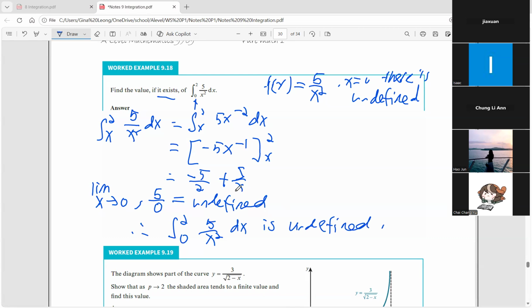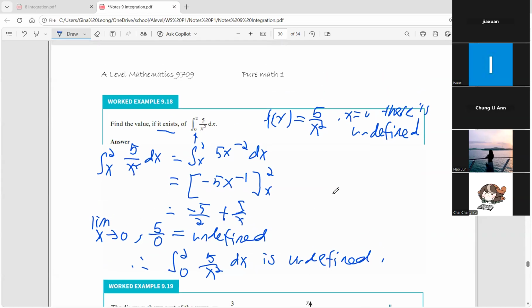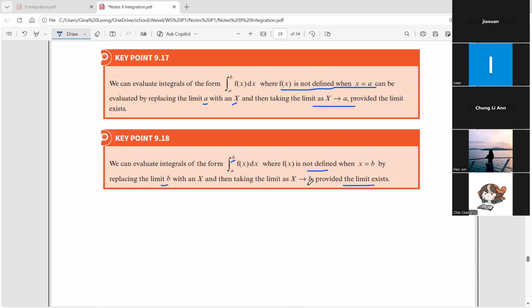But if sometimes this value is not 0, maybe some value comes out, or I simplify and I can get a value. It depends on the question. Maybe we can look at example 9.19. Until here, are you okay or not? Do you understand type 2?